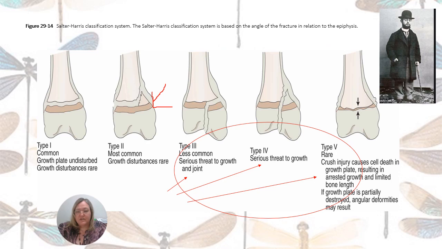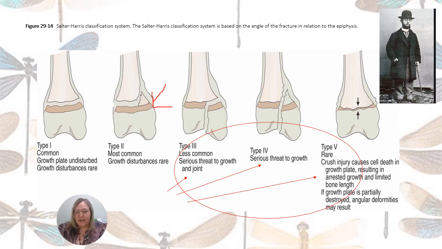With the 5th, type 5, you don't even have to have a break. It can just be caused by a crushing type injury. So you might see this, say, jumping off a tall building or off the top of a car or something of that nature. The epiphyseal plate here is damaged and crushed. These are rare, but they do affect growth in children if they happen.